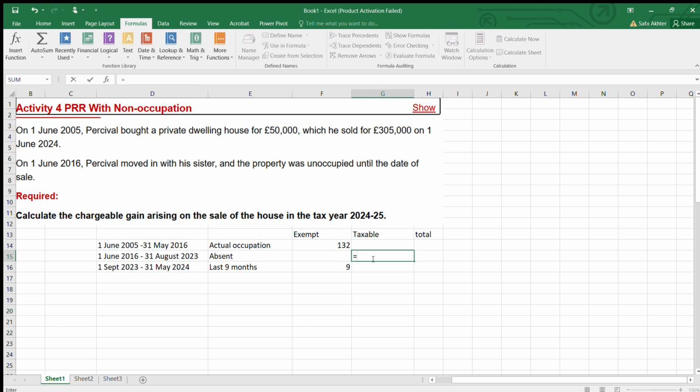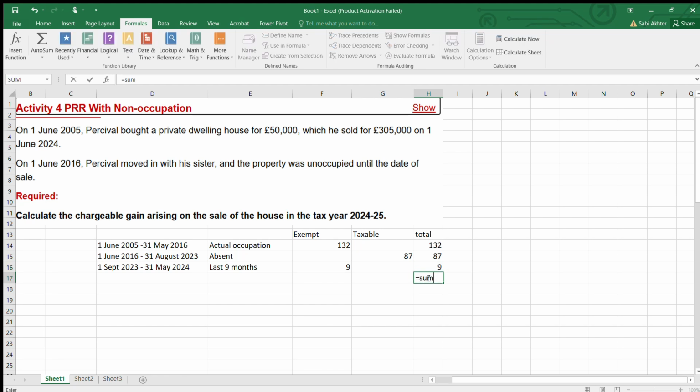How many months? 7 years. But if you see the months from June, you have to take June, July, August. Another 3 more months you have to add with 7 years. How are you going to do it? 7 into 12, because 7 years, 12 months. And then you add another 3 months to it. June, July, August. 87 months. So here the total is 132. Here it is 87. And here it is 9.